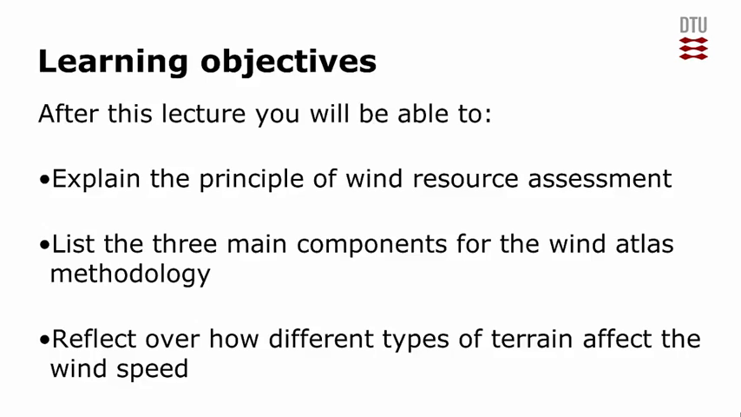So the objective is that you should be able to have an idea about the main principle of wind resource assessment, what is important, what is not important. You should be able to know the three main components of the wind atlas methodology, and you should be able to reflect over the different types of terrain, how that will affect the wind speed and how that will affect the energy you can extract from the wind.